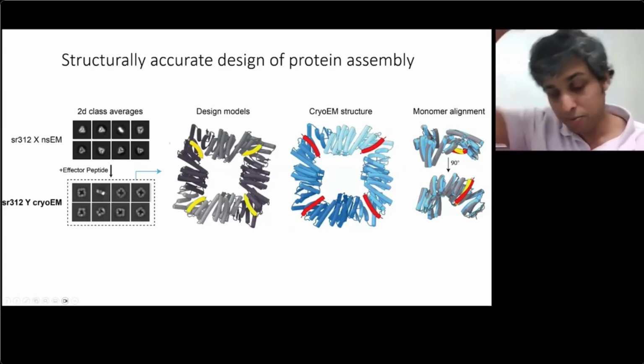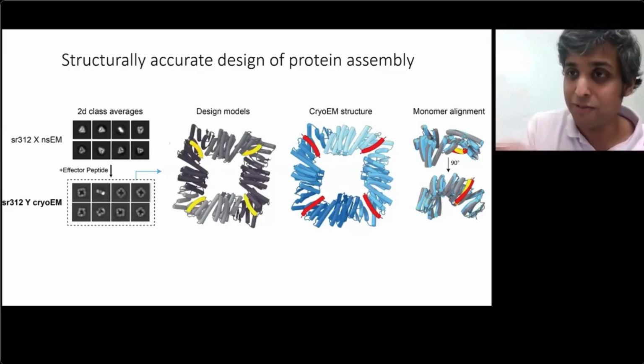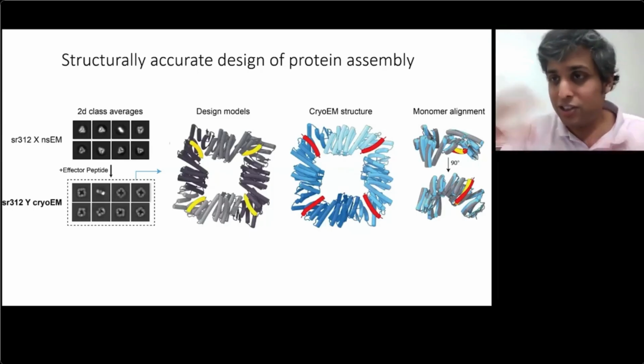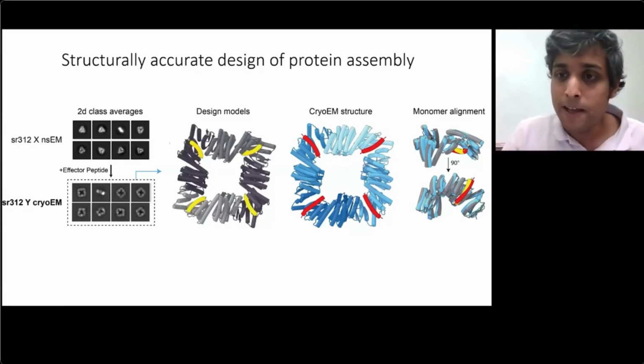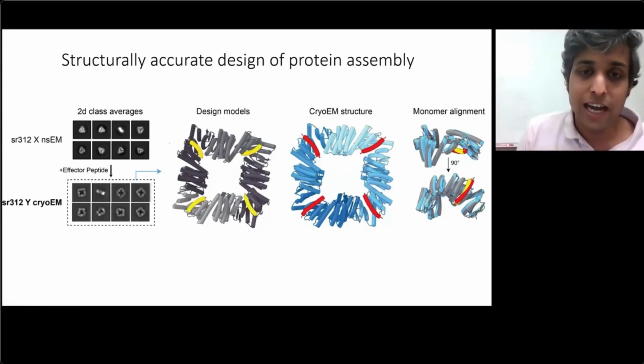superimposable, which reflects the geometric accuracy of the design of the fusions between the hinges and the interfaces that mediate assembly. And this is particularly striking when you look at it at the level of a monomer, where they're basically indistinguishable when you overlay them. So that shows that our design methods are actually fairly structurally accurate.